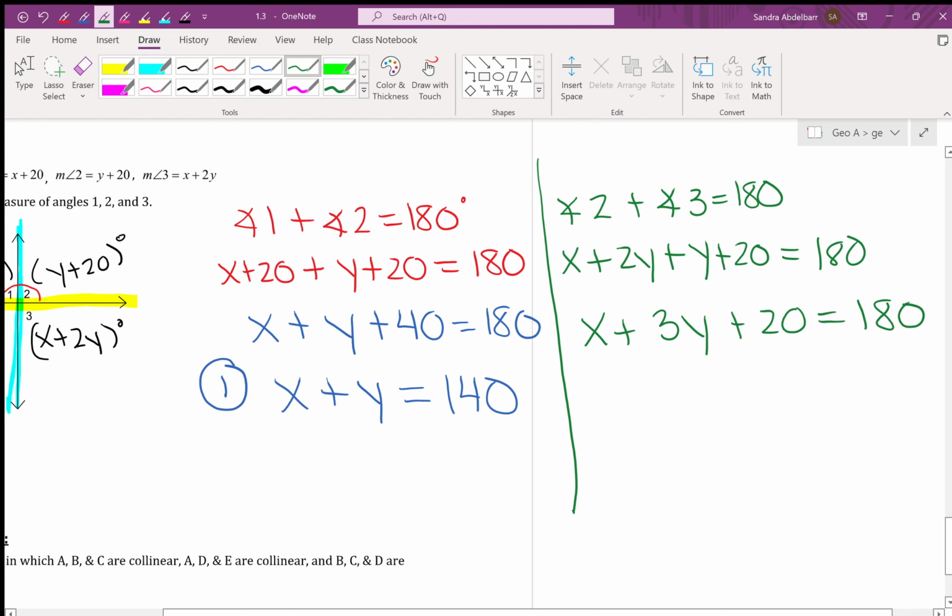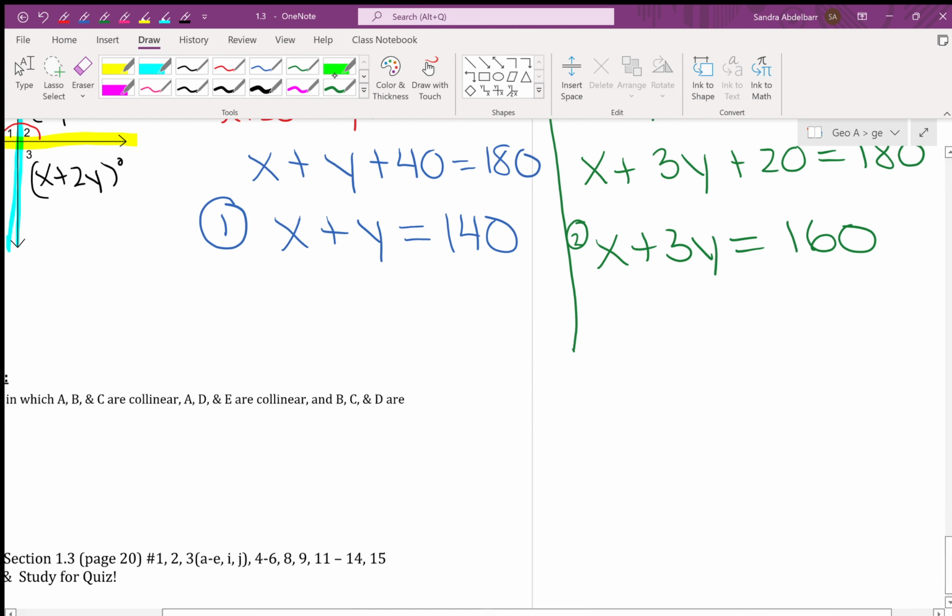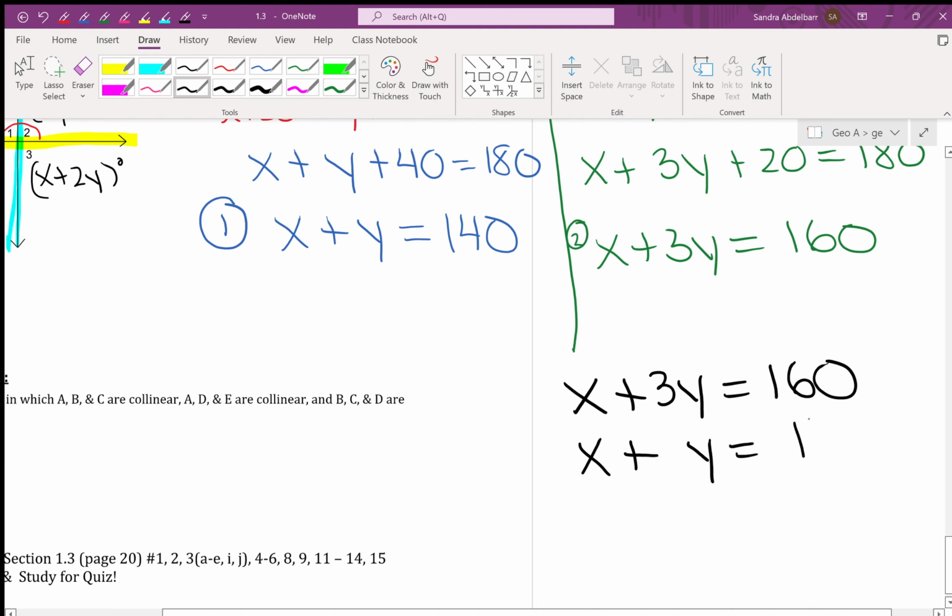What do you think I'm going to do with that 20? Sophie. Subtract it over. X plus 3y equals 160. That is our second equation. So now we're going to stack them up. X plus 3y equals 160 on top, and then below it, x plus y equals 140.